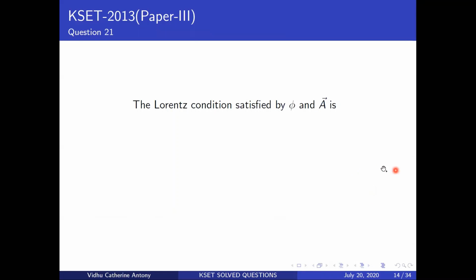Now let's look at this. They've said: the Lorentz condition satisfied by phi. What is your phi? Your phi can also be written as your V. I think in Griffiths electrodynamics it's V, and this is still A. So this is your electric scalar potential and magnetic vector potential.